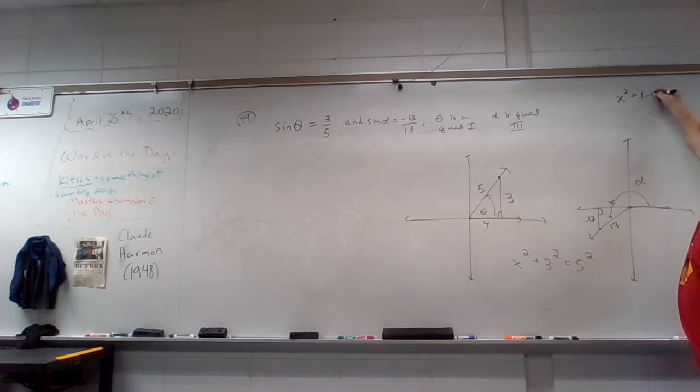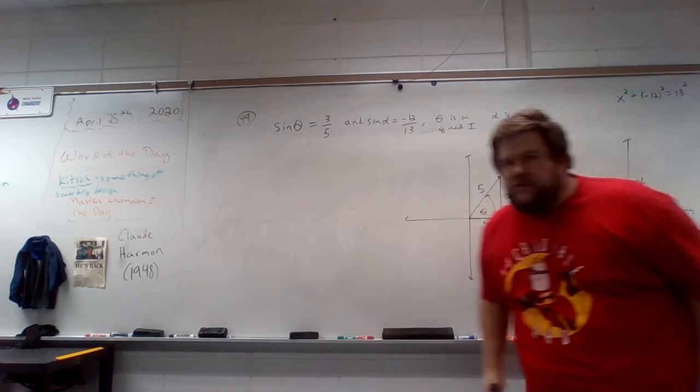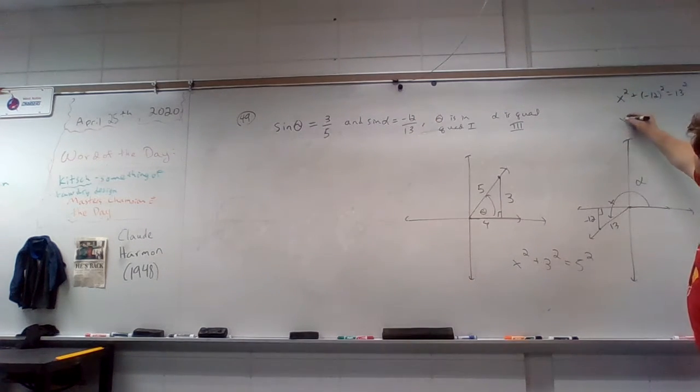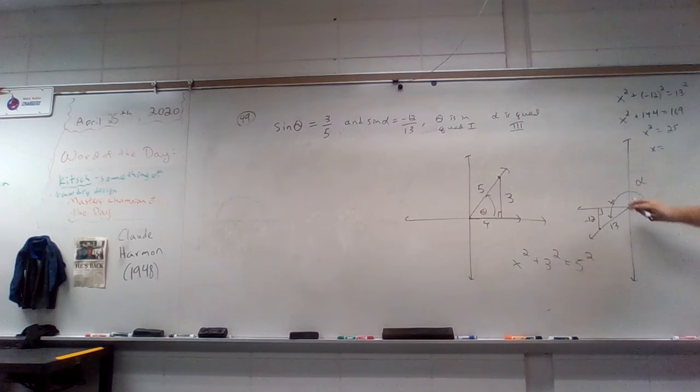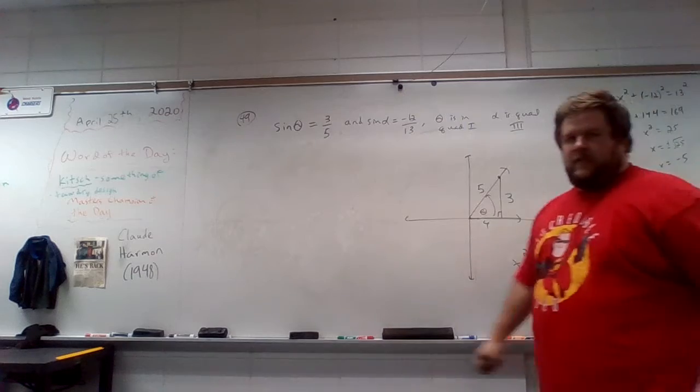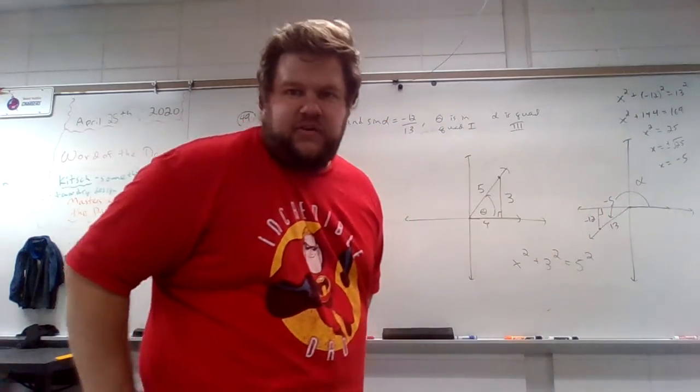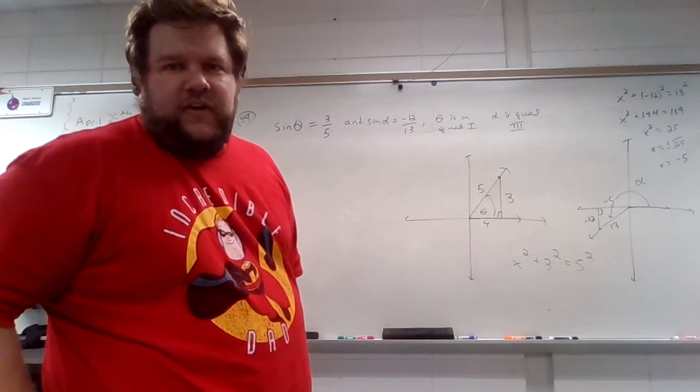Do x squared plus -12 squared is equal to 13 squared. Okay, make sure that's in there. Yep. So I got x squared plus 144 is equal to 169. X squared is 25. So when I take the square root, is it going to be plus or minus 5? Well, since x is in quadrant 3 here, it's negative. That's going to be a -5. Right? If I go through and take the square root, I pick the negative square root because x is negative in quad 3.